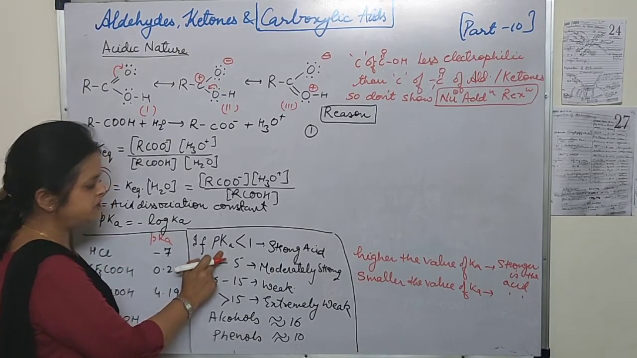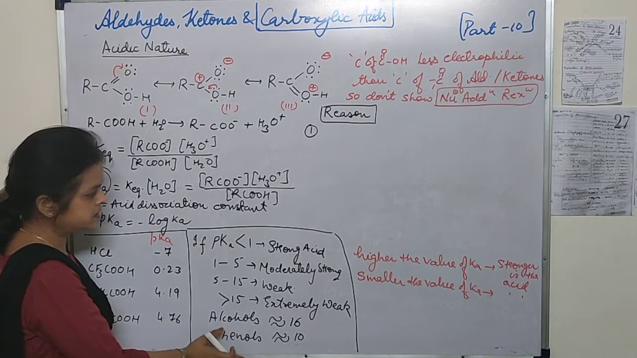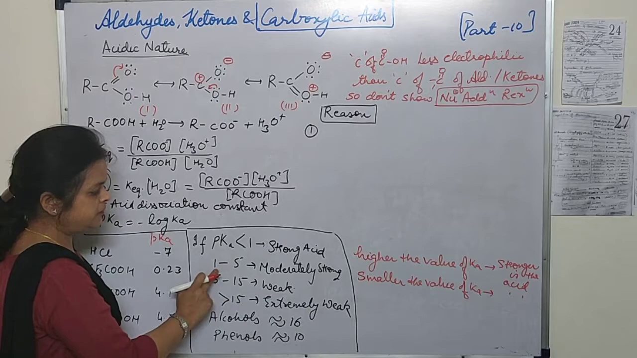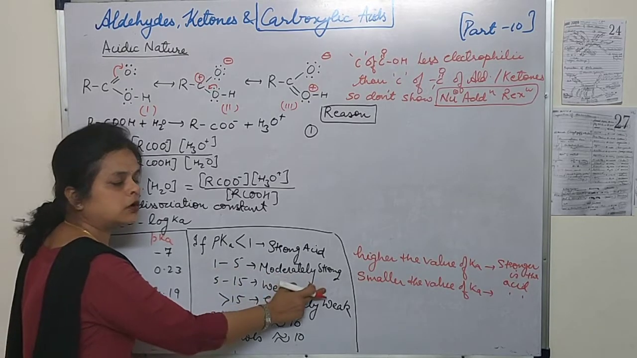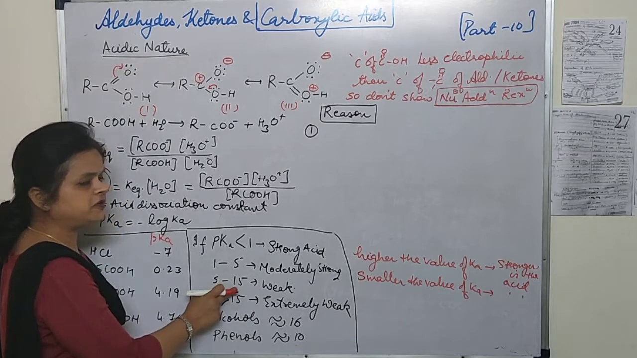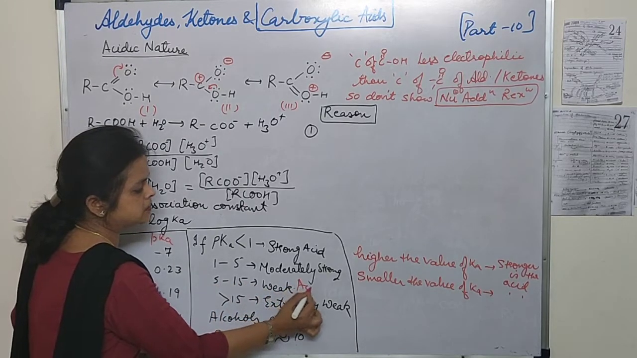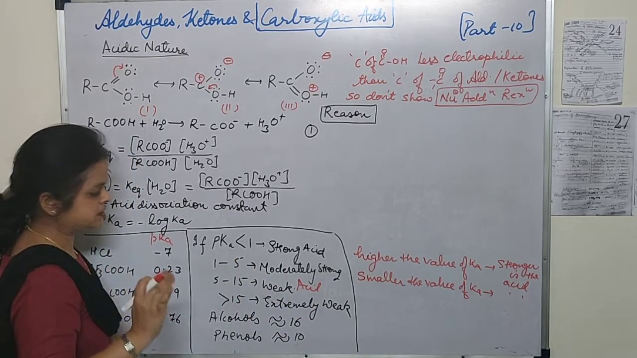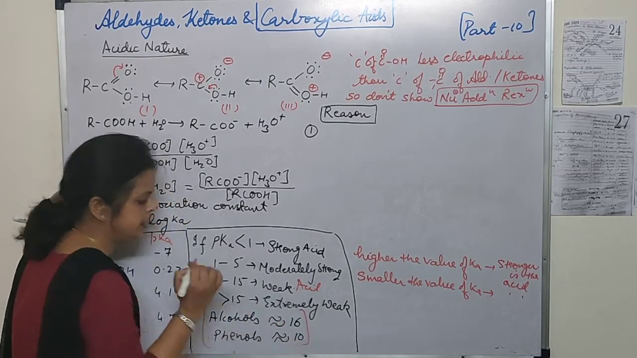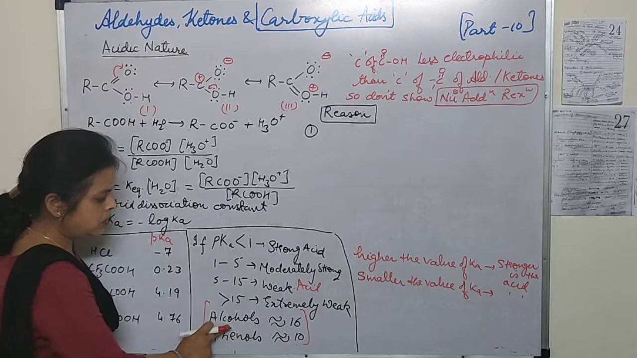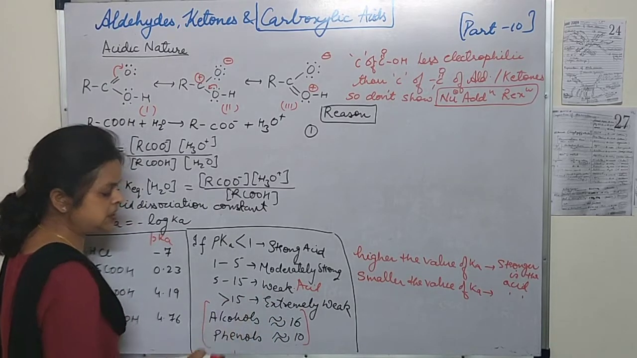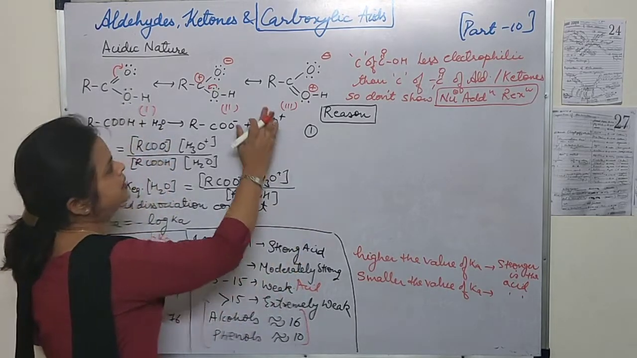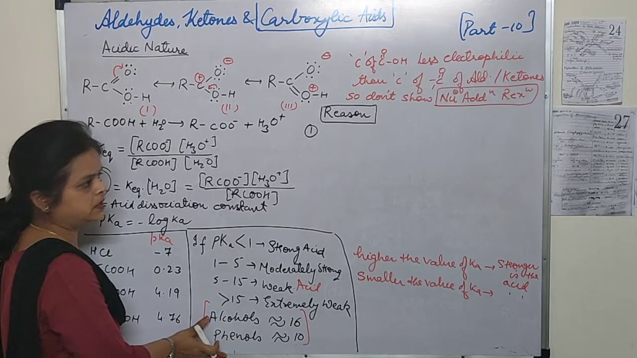And on the basis of the values of pKa, acids are divided into different categories. If the value is less than 1, that is called a strong acid. If it is between 1 to 5, that is a moderately strong acid. If it is between 5 to 15, that is called a weak acid. If it is more than 15, then they are extremely weak acids. And we will discuss these two in detail after this section, that alcohols have pKa value 16 and phenols have 10. But before coming to this, I will explain the reason behind the acidic nature and then we will take this one in detail.